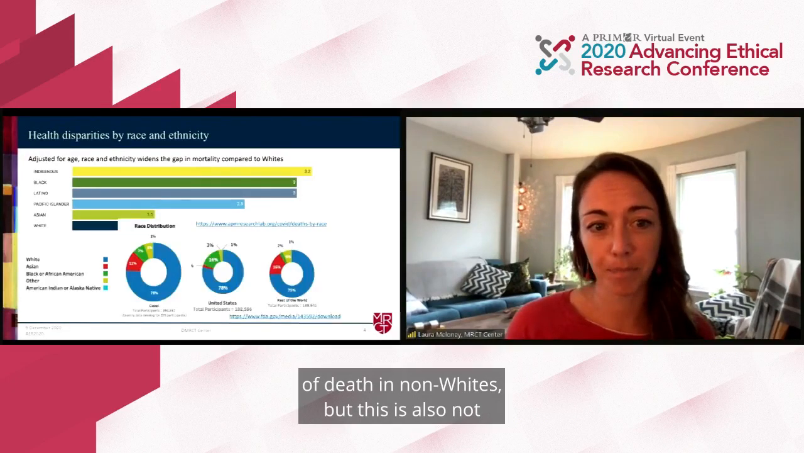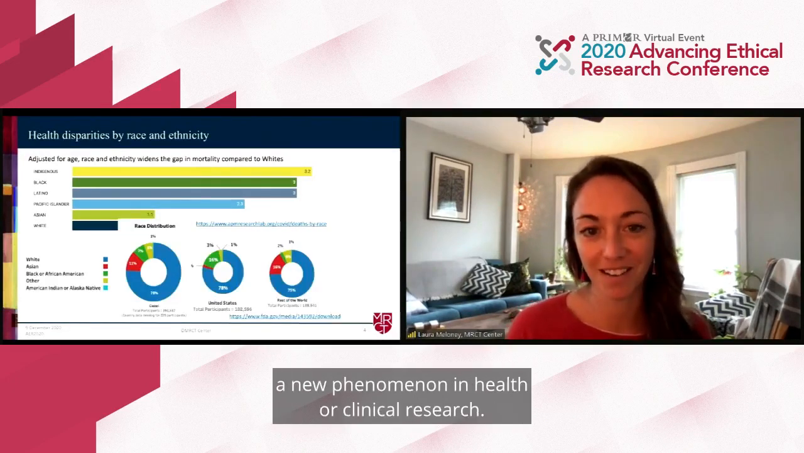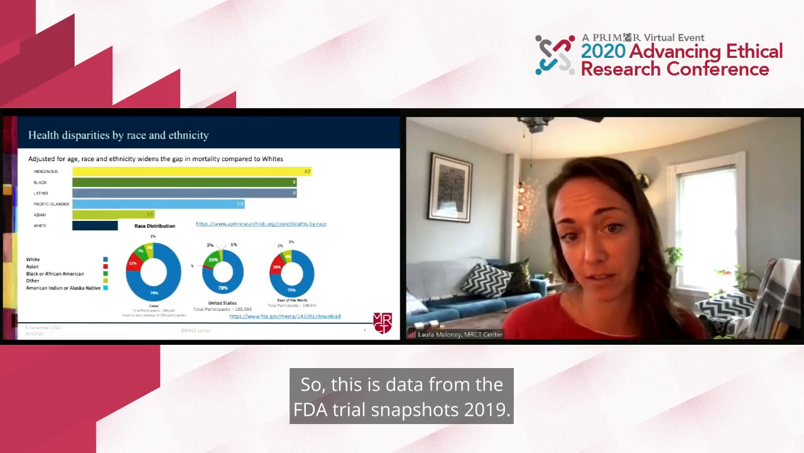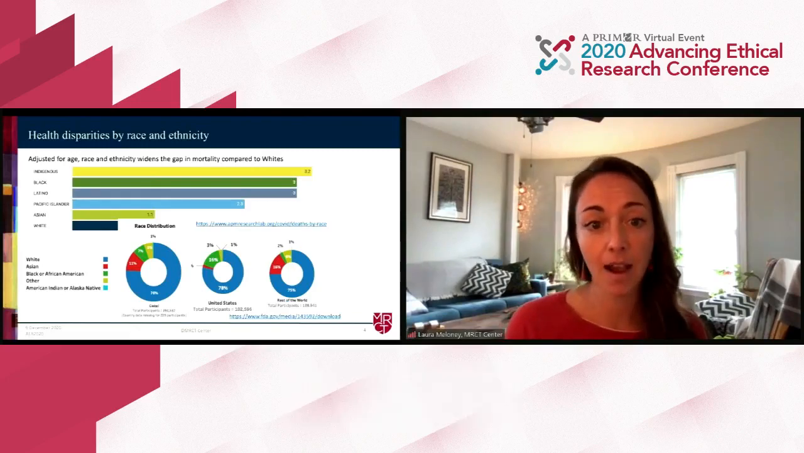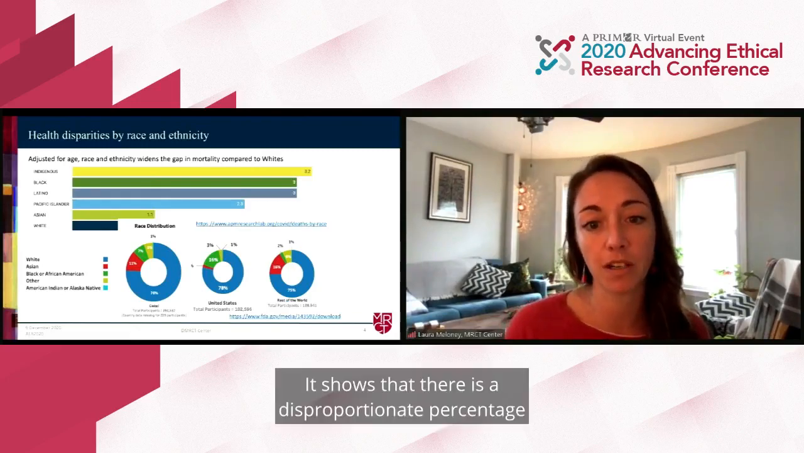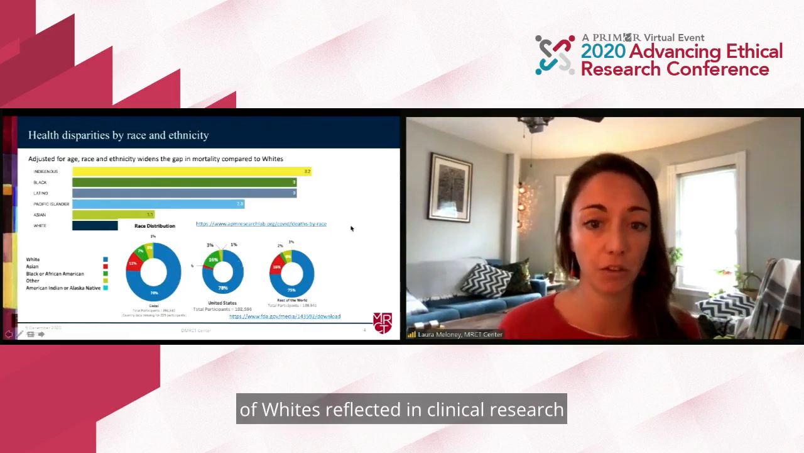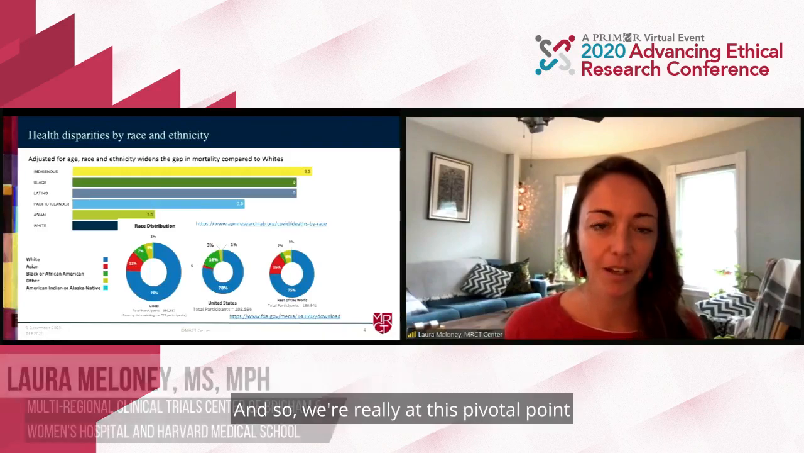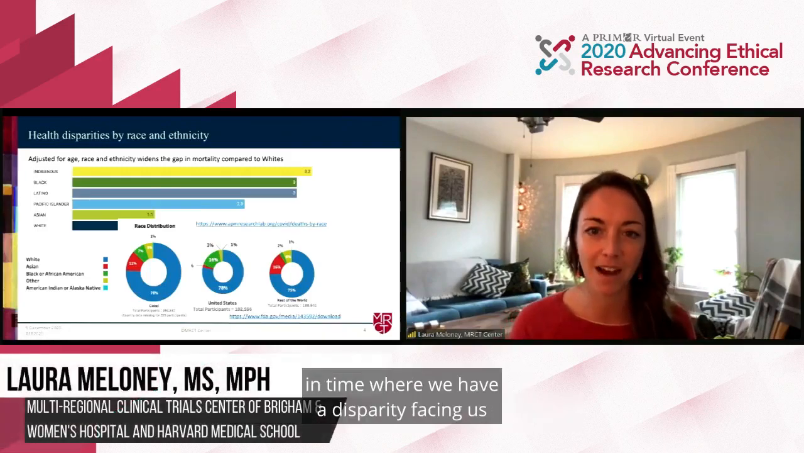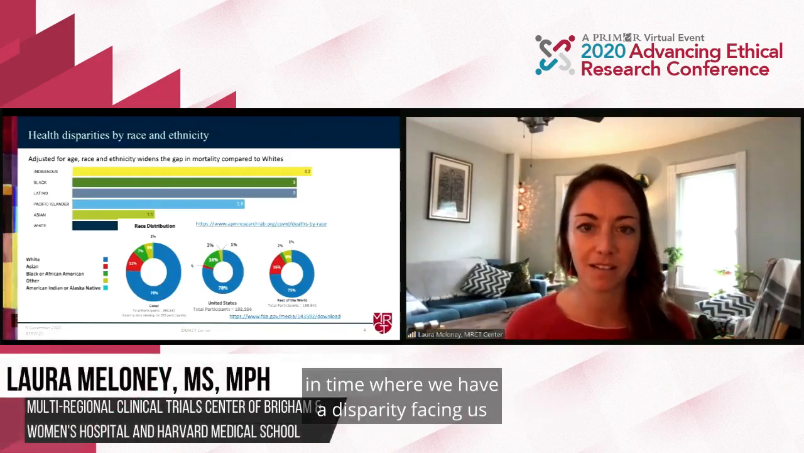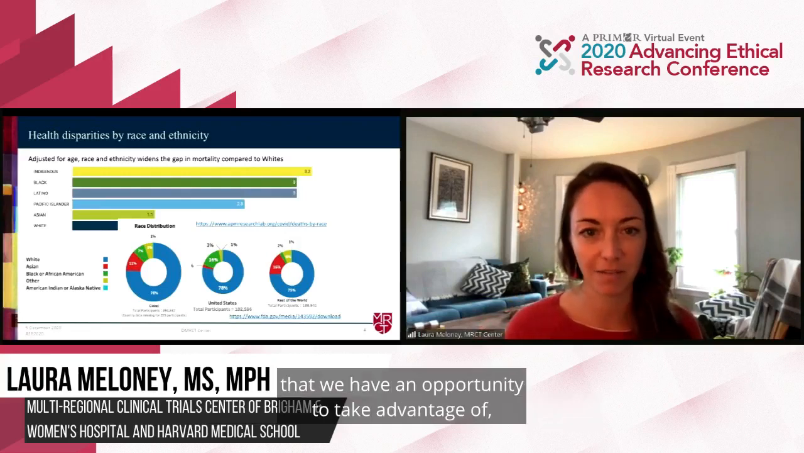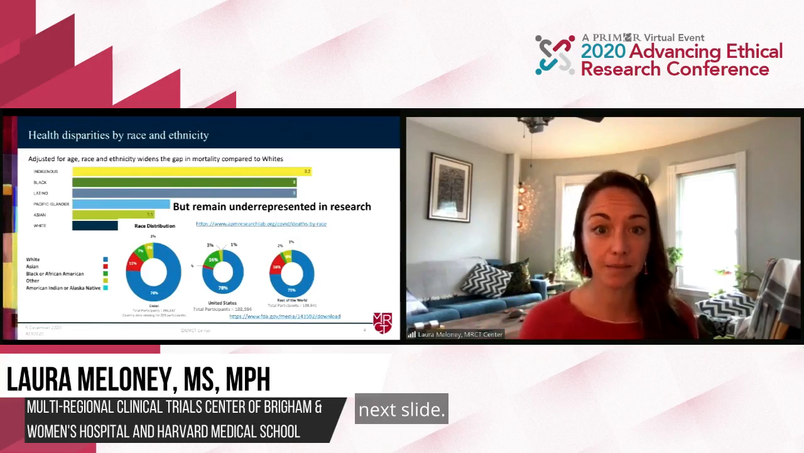non-whites. But this is also not a new phenomenon in health or clinical research. So this is data from the FDA Trial Snapshots 2019. It shows that there is a disproportionate percentage of whites reflected in clinical research, not only in the United States, but actually globally. And so we're really at this pivotal point in time where we have a disparity facing us and we have underrepresentation facing us that we have an opportunity to take advantage of. Next slide.